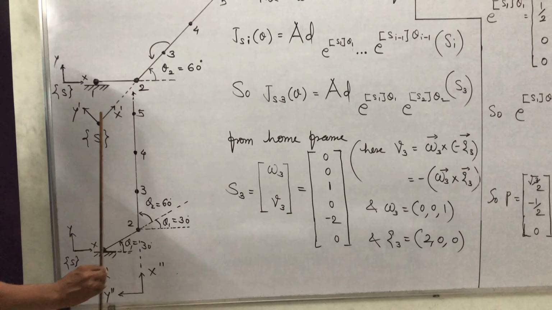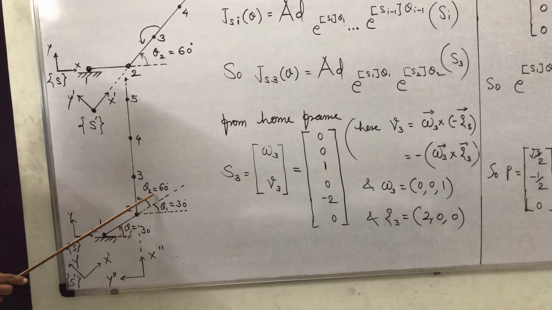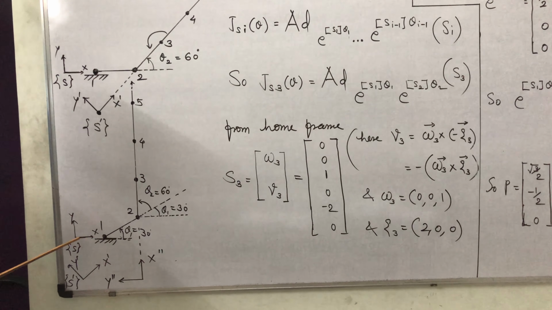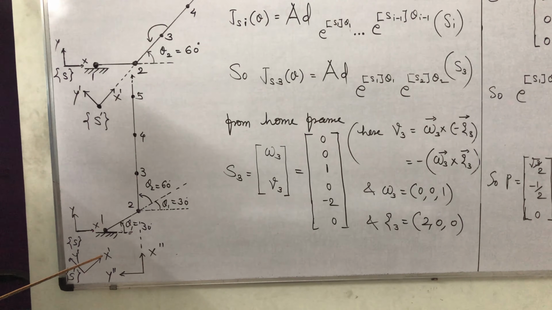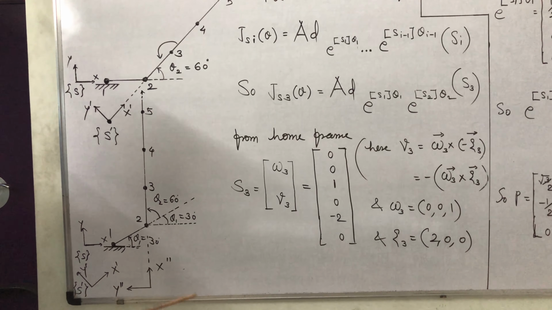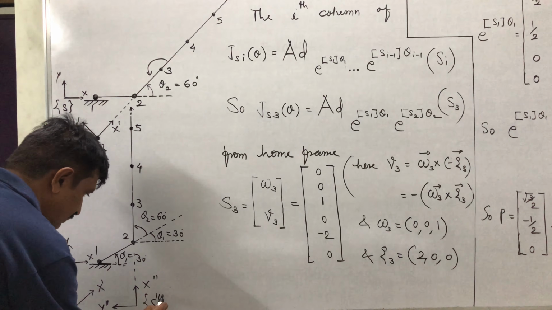So already 60 and then 30, so this frame becomes vertical, exactly the same. See, observe the figure: theta 1 is 30 degrees, theta 2 is 60 degrees. So the home frame is this S, this frame X dash, Y dash, and then after this, frame S double dash, this is S double dash.